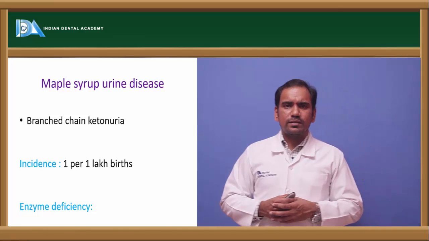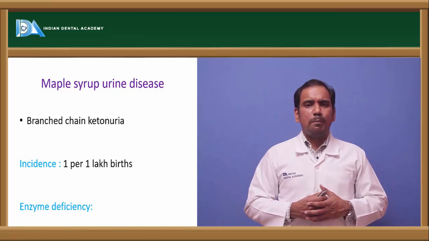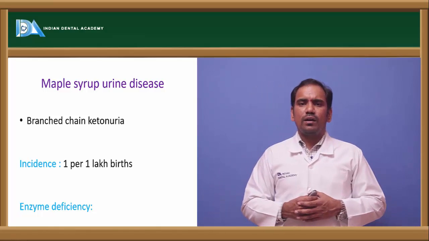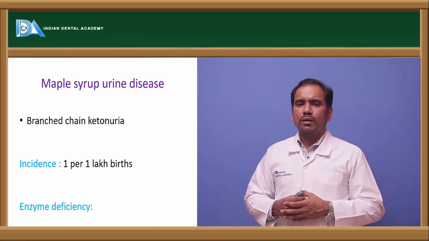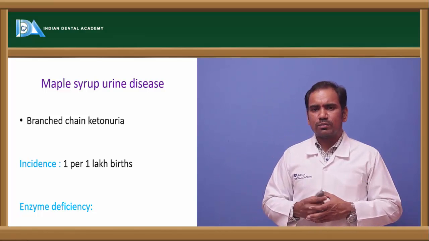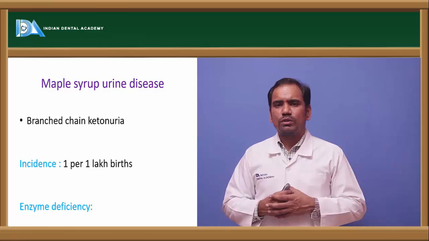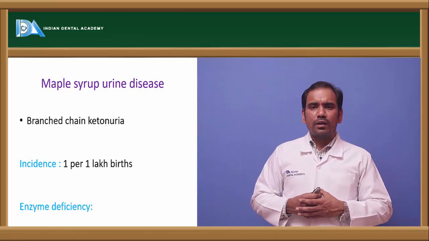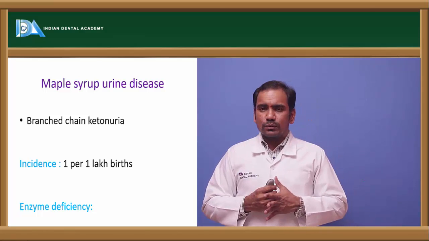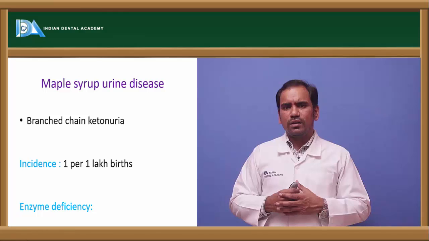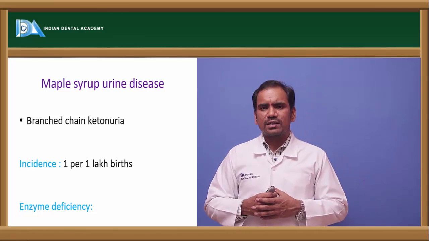And the next inborn error of metabolism, maple syrup urine disease. This is seen in case of branched chain amino acids. The inborn error of metabolism related to the branched chain amino acids is maple syrup urine disease. This is because of the branched chain amino acids, valine, leucine, isoleucine. So these are the branched chain amino acids.